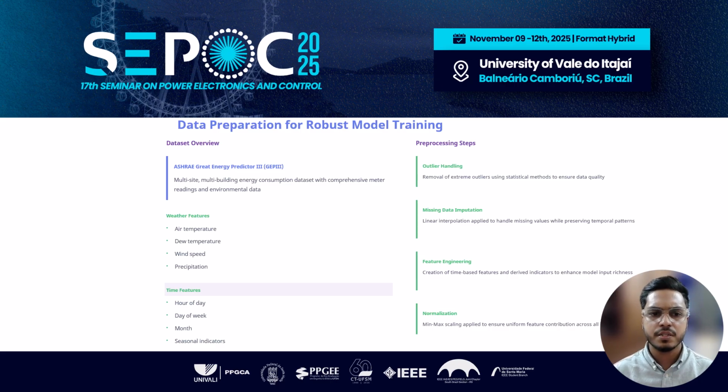Then, to ensure robust model training, a meticulous pre-processing pipeline was crucial. We handled outlier handling, then performed missing data imputation using linear interpolation, then created rich features, engineering inputs, and applied min-max normalization. Once the data was ready, we moved to the overall methodology and the specific model architectures.